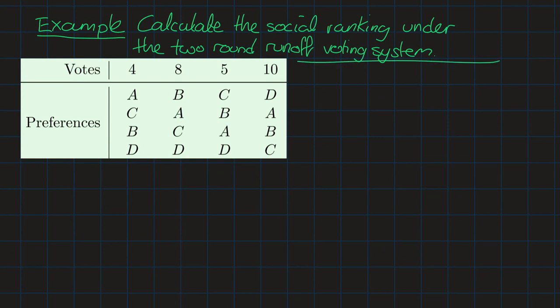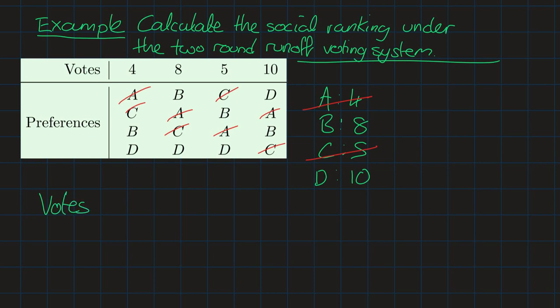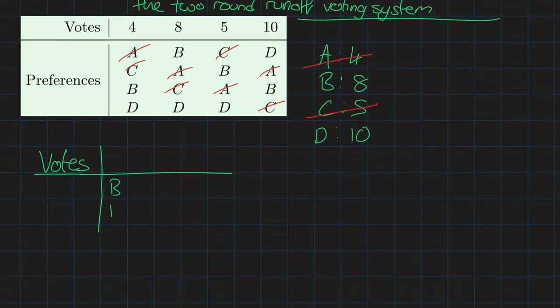So I'm going to calculate the number of top preference votes. A gets 4, B gets 8, C gets 5, D gets 10. So who goes through to the next round? Well, not A and not C. So I eliminate A and C, like this. And now I'm going to redraw this table. And I just have B, D, B, D, B, D, D, B, with 4, 8, 5, 10.